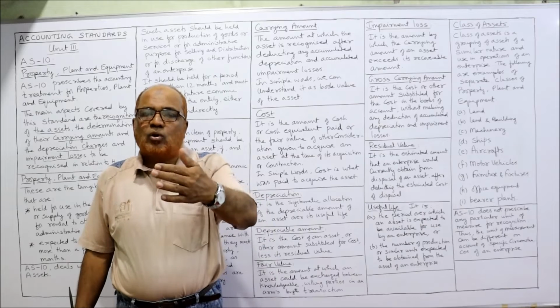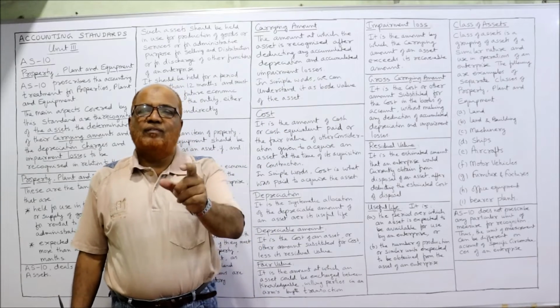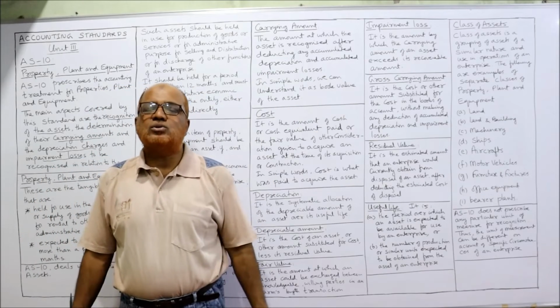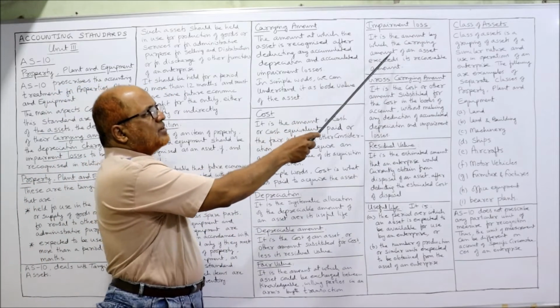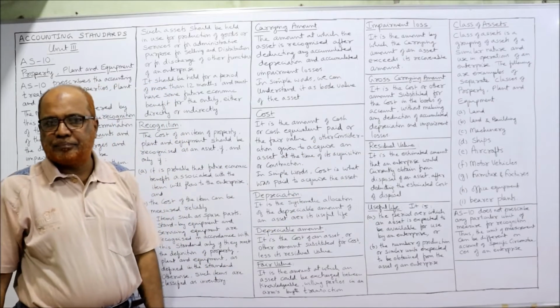The excess of book value over market value is called impairment loss. So 50,000 is the book value, 40,000 is the market value. So 10,000 rupees is the impairment loss. So it is the amount by which the carrying amount of an asset exceeds the recoverable amount.